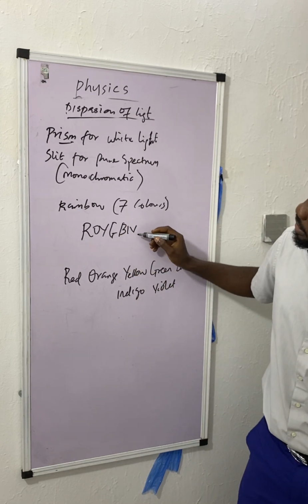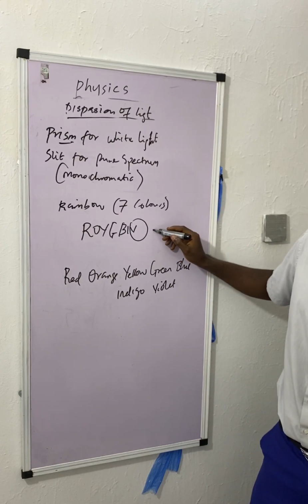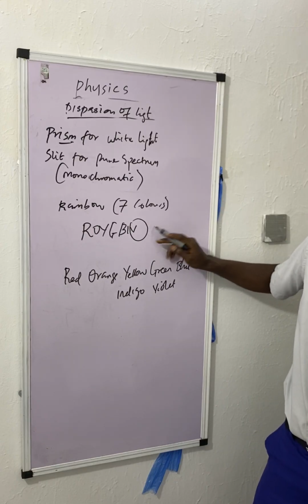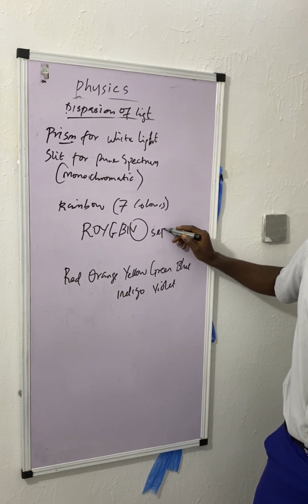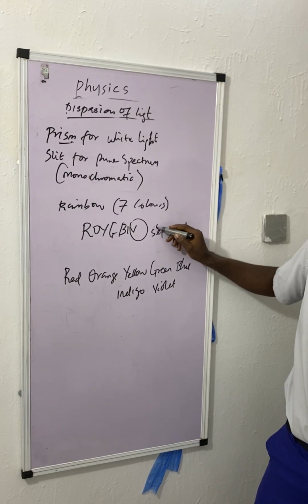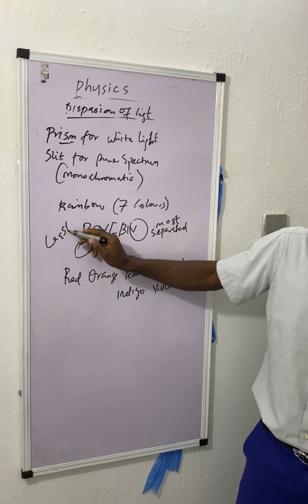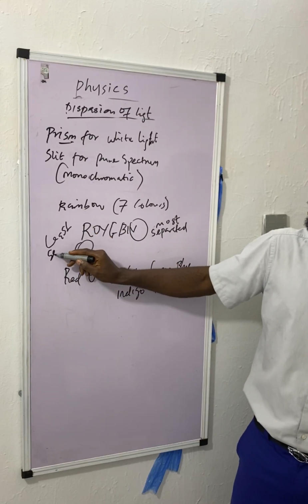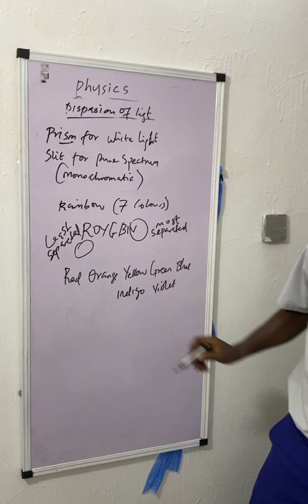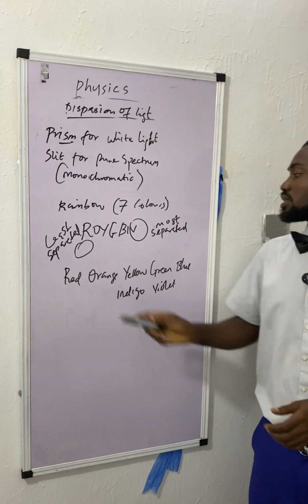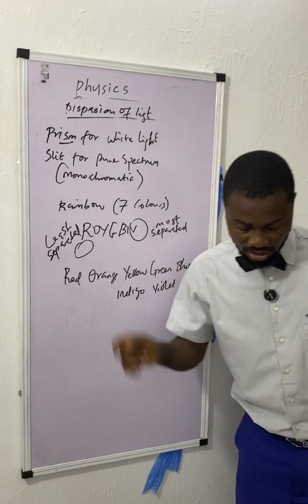So this one, the last one, which is violet, is the what? The most scattered or the most separated. This one is the most what? The least separated. That's the first one, red. So this is usually the first to separate. This is usually the last to separate. All right. Don't forget that.